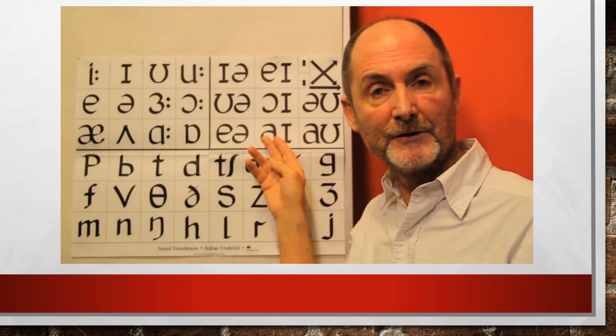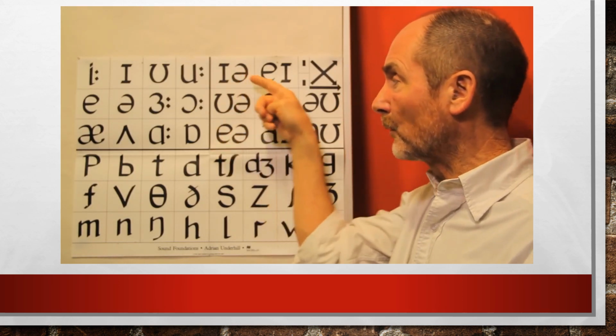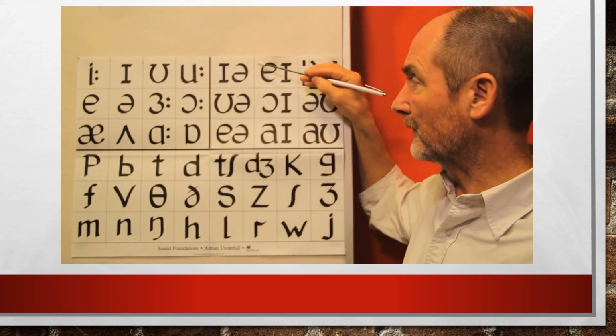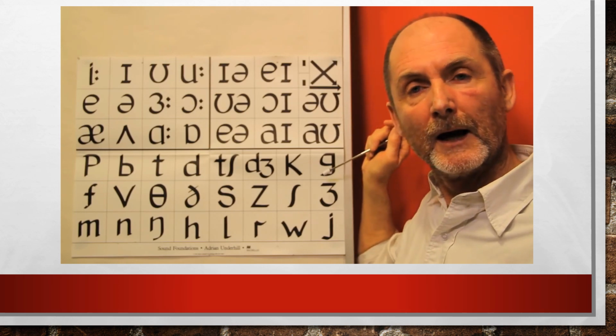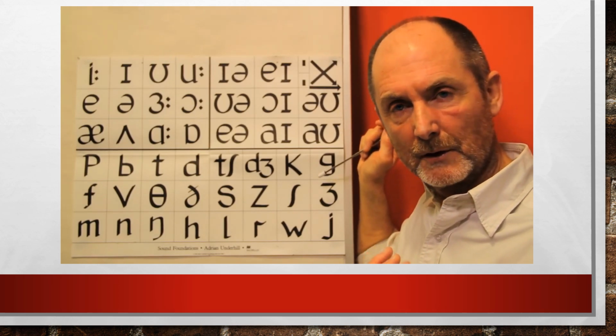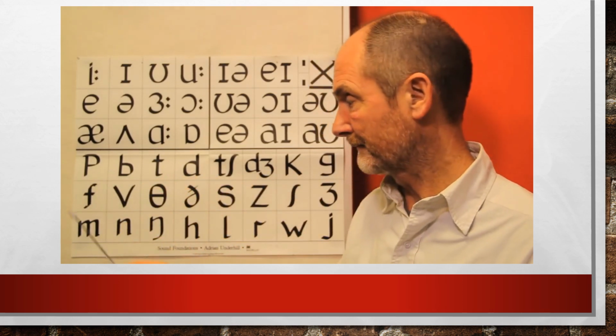Over here are the diphthongs. That means to say there are two vowels, and these are organized by the second sound. So here is the sound I, sound U. So these diphthongs are organized by the second sound. Down here we've got the consonants.